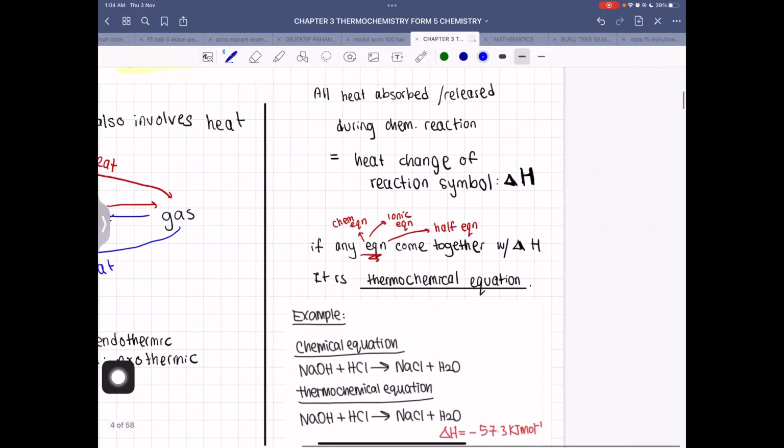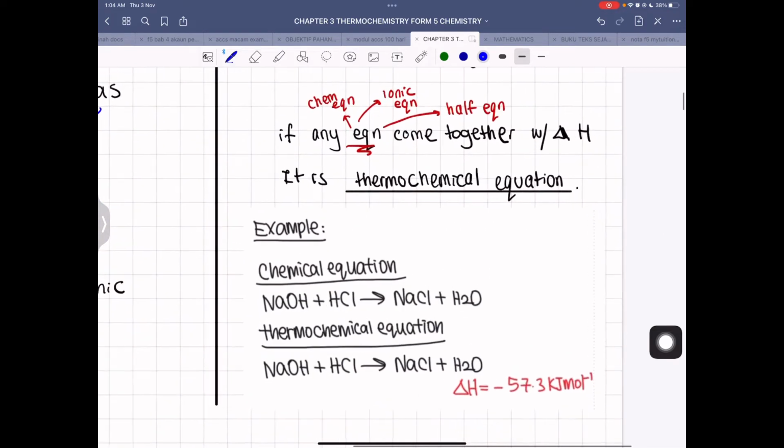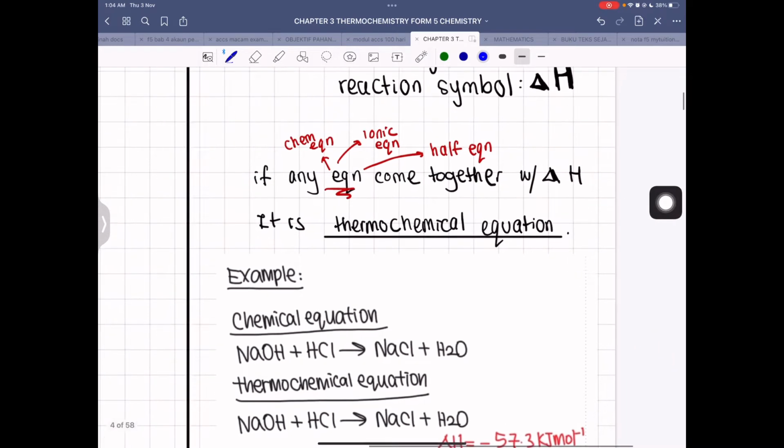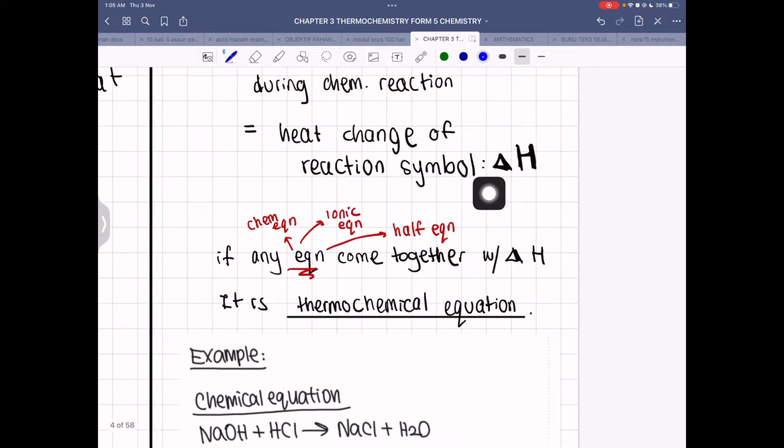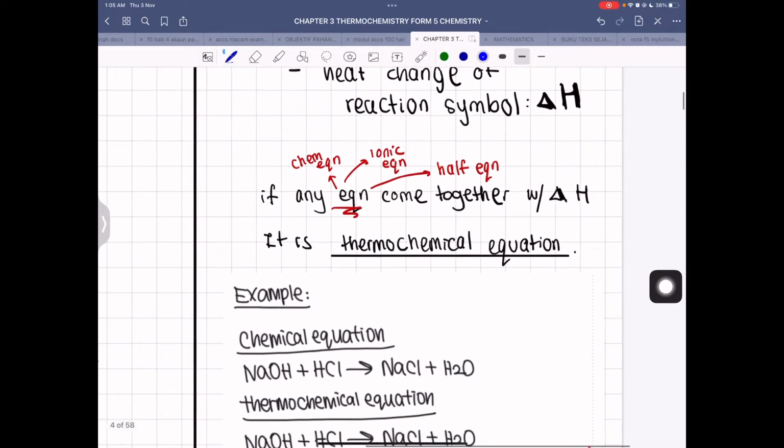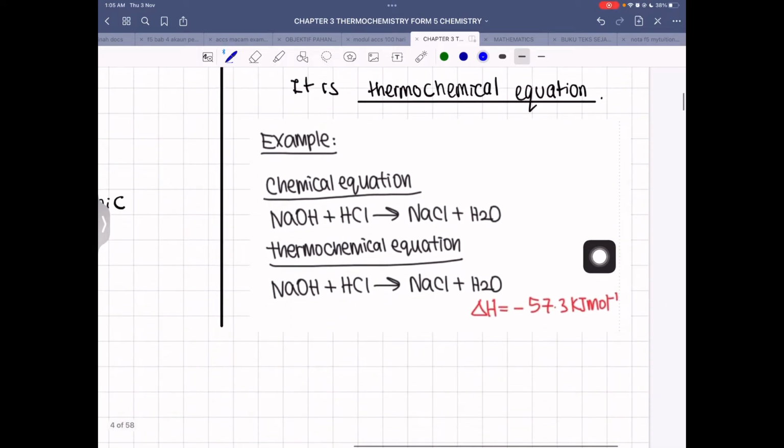Okay, so for all heat that's absorbed or released during a chemical reaction, there's also a heat change of reaction symbol. When they show that, it is called a thermochemical equation. It can be a chemical equation or an ionic equation, but the minute they show the heat change, then it's called a thermochemical equation. For example, this is a chemical equation, right? But it becomes a thermochemical equation when it shows this sign over here, the heat change.